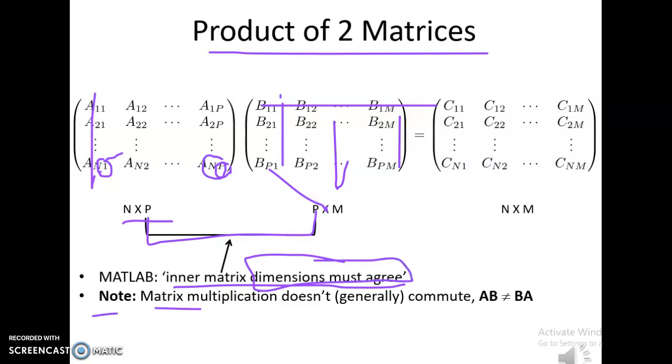Note, matrix multiplication doesn't generally commute: AB is not equal to BA. The result, A matrix times B matrix equals C matrix, is N into M: first row, second row up to N row, first column, second column up to M column. It is an N cross M matrix.